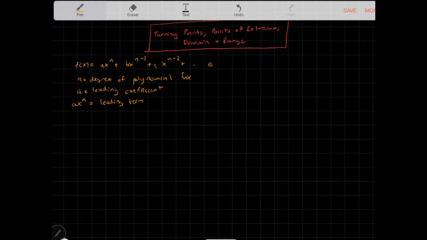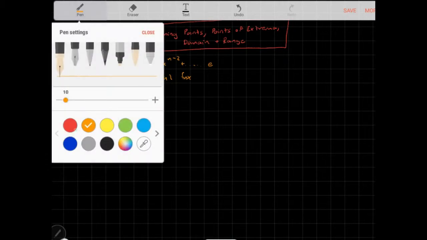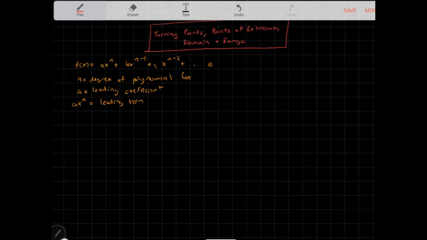Now, using the degree, we can also figure out how many extrema or maximum and minimum points can exist in a function. And this is what we call a turning point. A turning point or a turn are basically points of extrema, and they include maximum and minimum points. They also include points of inflection. So a turning point can be a point of inflection as well as a point of extrema.